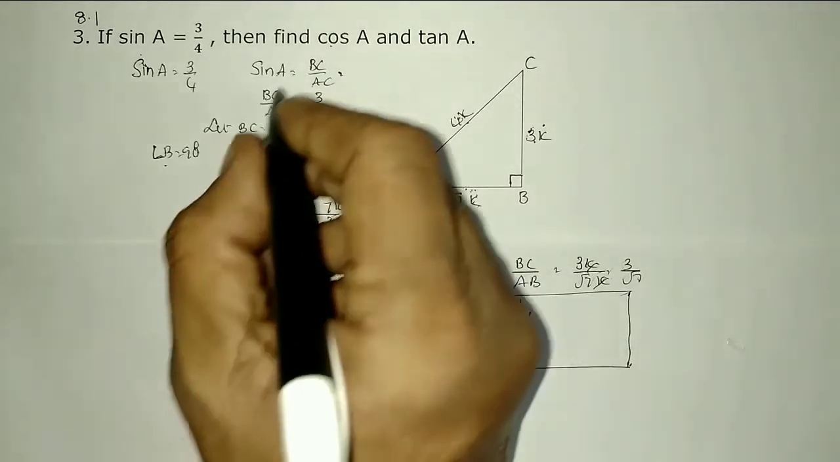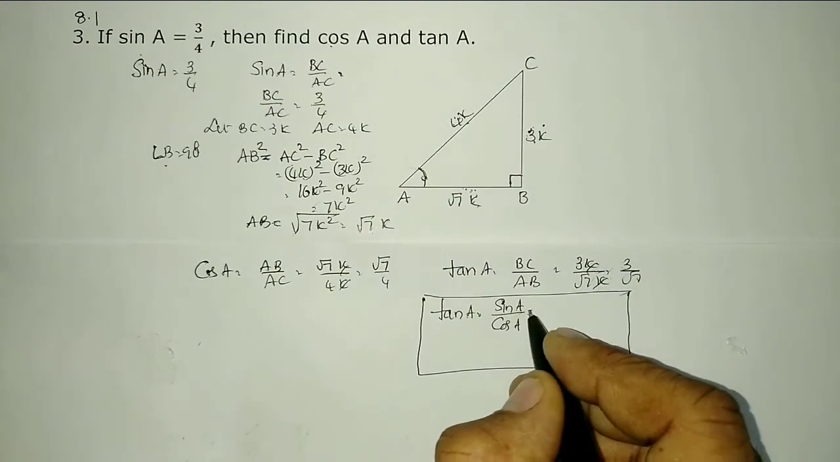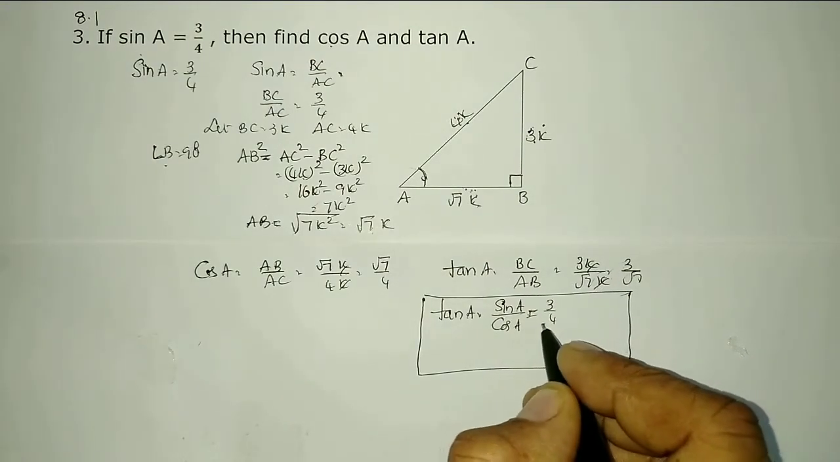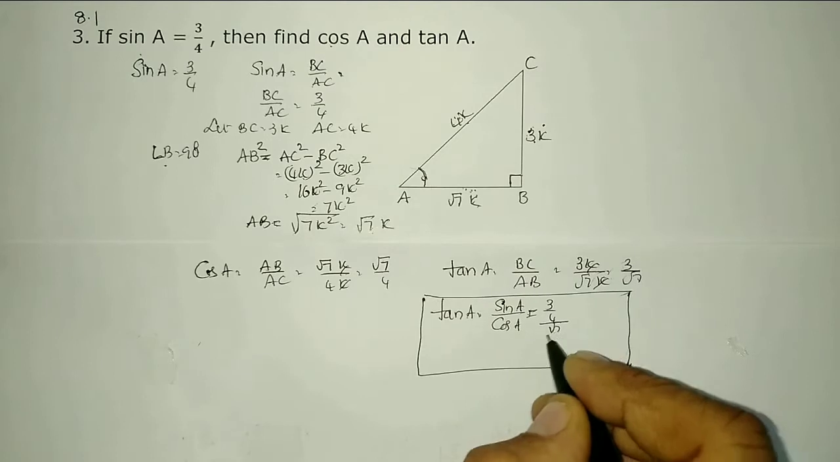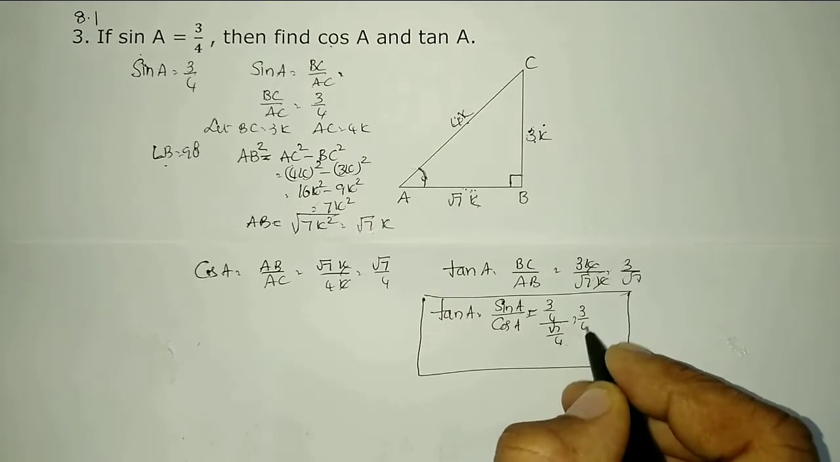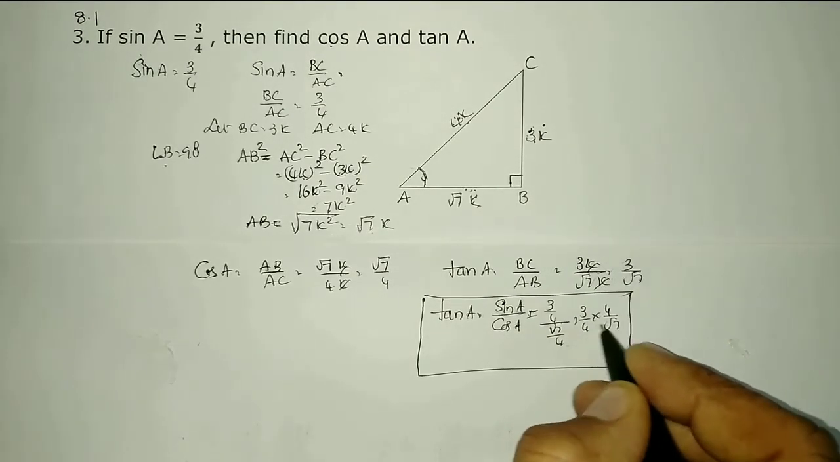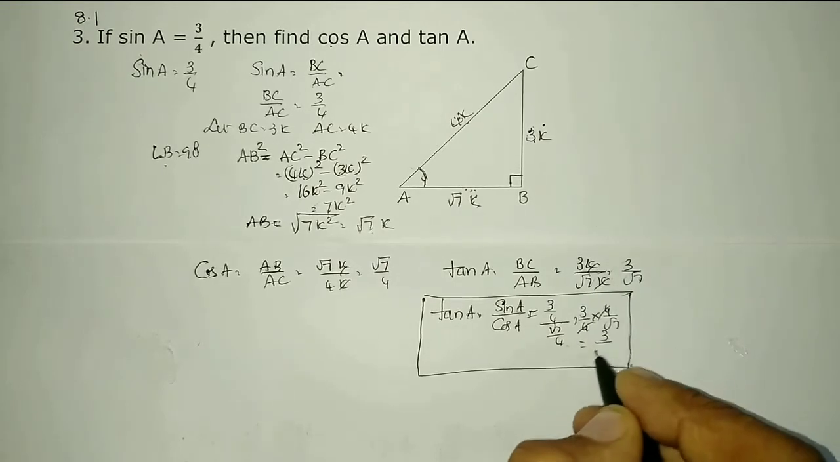What is sin A? 3 by 4. And what is cos A? Root 7 by 4. 3 by 4 into 4 by root 7, you get 3 by root 7.